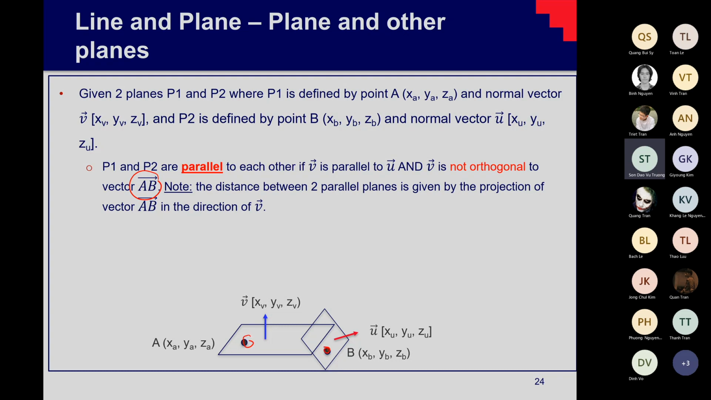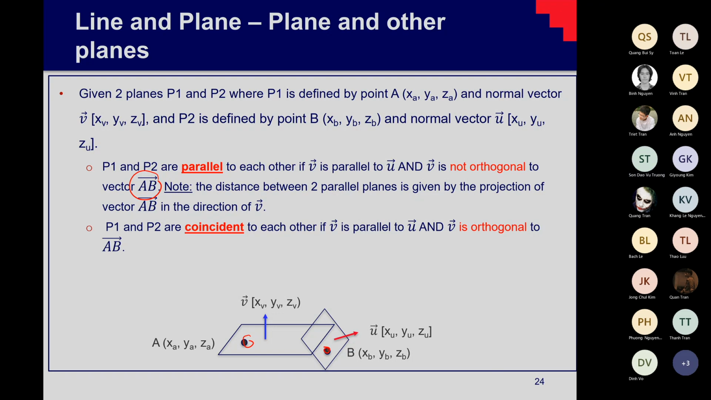You can see the description here. This is A and B. The second case is that planes P1 and P2 are coincident to each other if vector V is parallel to vector U and vector V is orthogonal to vector AB.